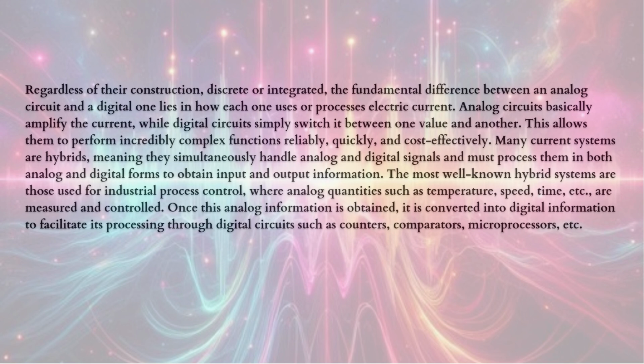Many current systems are hybrids, meaning they simultaneously handle analog and digital signals and must process them in both analog and digital forms to obtain input and output information. The most well-known hybrid systems are those used for industrial process control, where analog quantities such as temperature, speed, time, etc., are measured and controlled. Once this analog information is obtained, it is converted into digital information to facilitate its processing through digital circuits such as counters, comparators, microprocessors, etc.